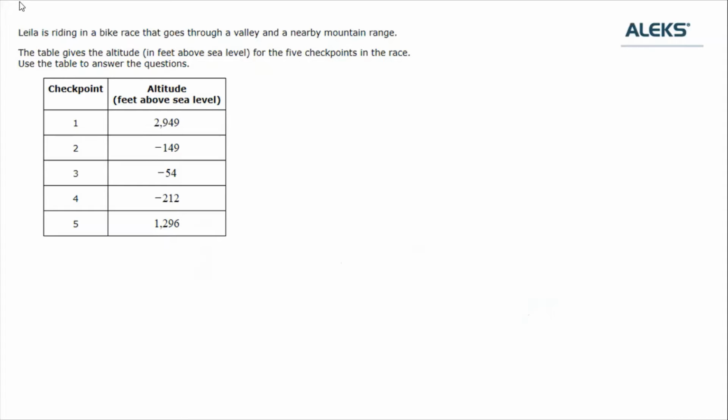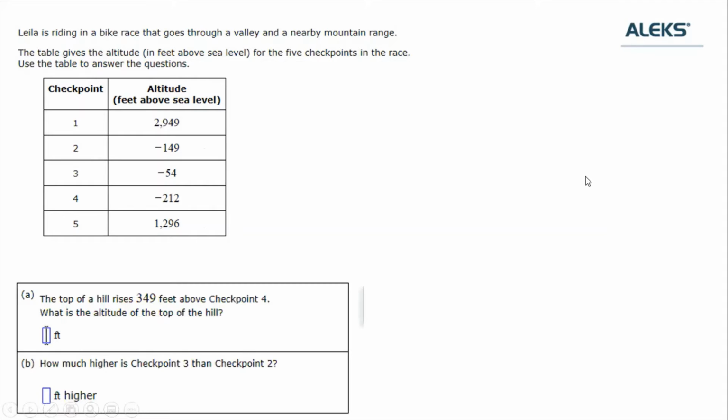Let's read the problem. It says, Leila is riding in a bike race that goes through a valley and a nearby mountain range. The table gives the altitude in feet above sea level for the 5 checkpoints in the race. Use the table to answer the questions. Checkpoints 1, 2, 3, 4, 5, and then the altitudes in feet above sea level: 2,949, -149, -54, -212, and positive 1,296.